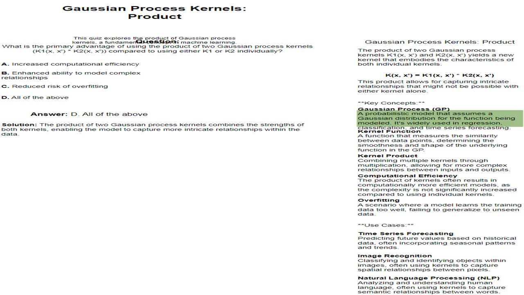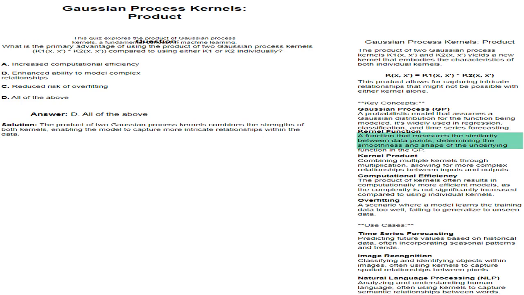A probabilistic model that assumes a Gaussian distribution for the function being modeled. It's widely used in regression, classification, and time series forecasting. Consider predicting house prices based on features like area and bedrooms. A GP can model this relationship by assuming that the price is distributed normally, with a mean and variance determined by the features in a kernel function.